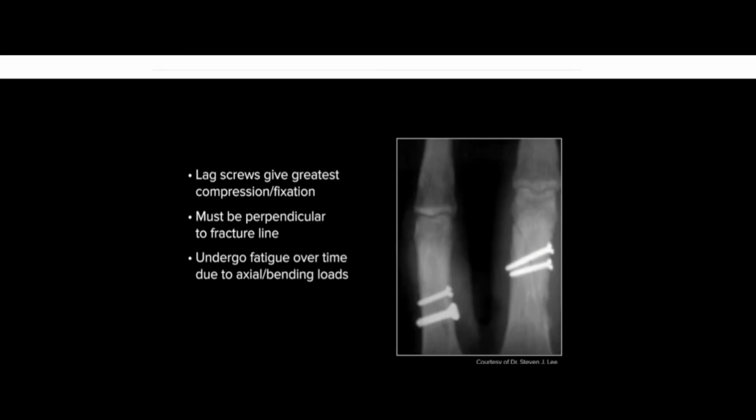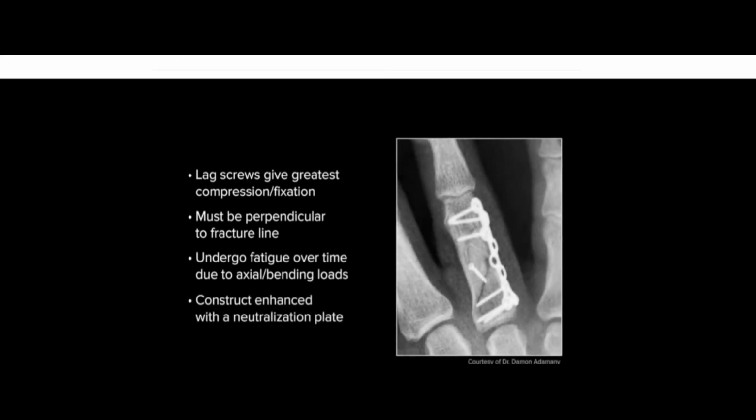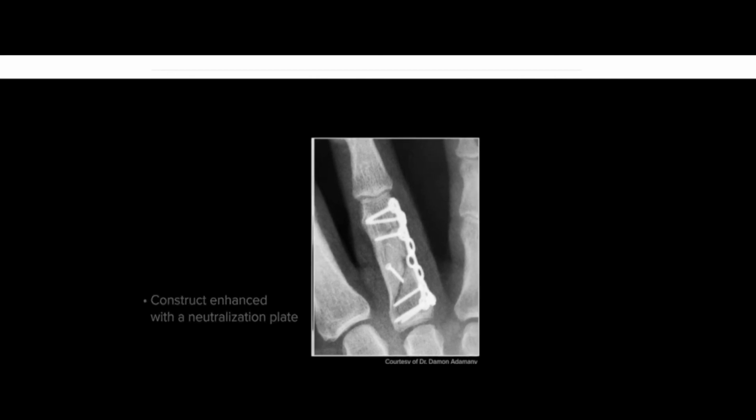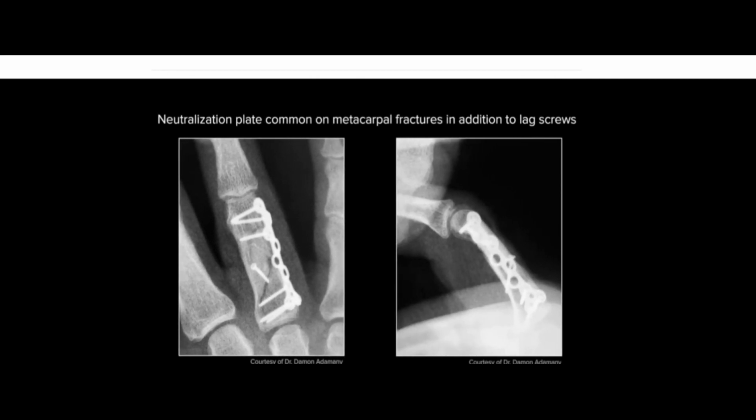lag screws undergo fatigue during rotational forces while absorbing axial and bending loads. By combining lag screws with the use of a neutralizing plate, the construct may be enhanced as the plate absorbs and neutralizes those axial, bending, and rotational forces. Although most commonly used on metacarpals, here we see an example of lag screw fixation combined with a neutralization plate on a proximal phalanx fracture.